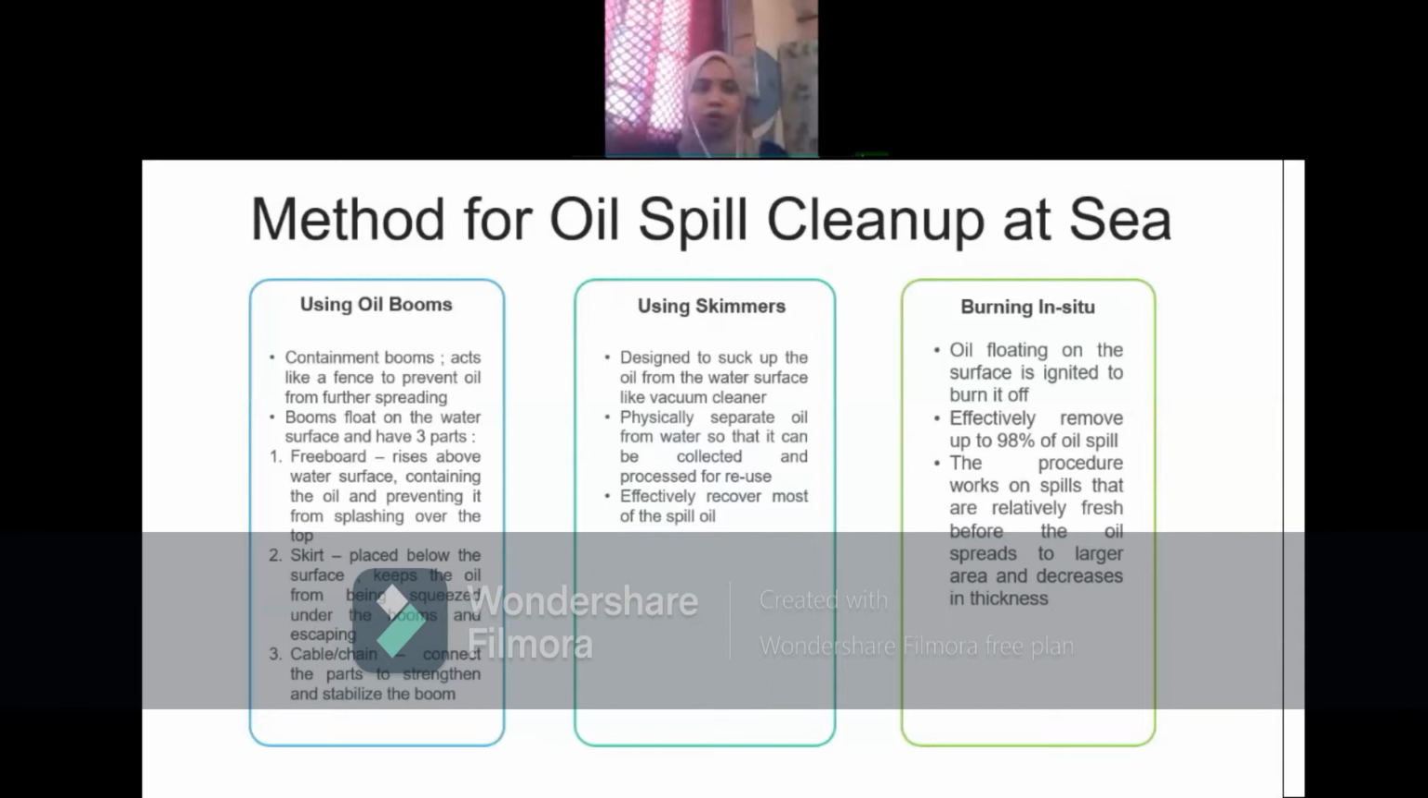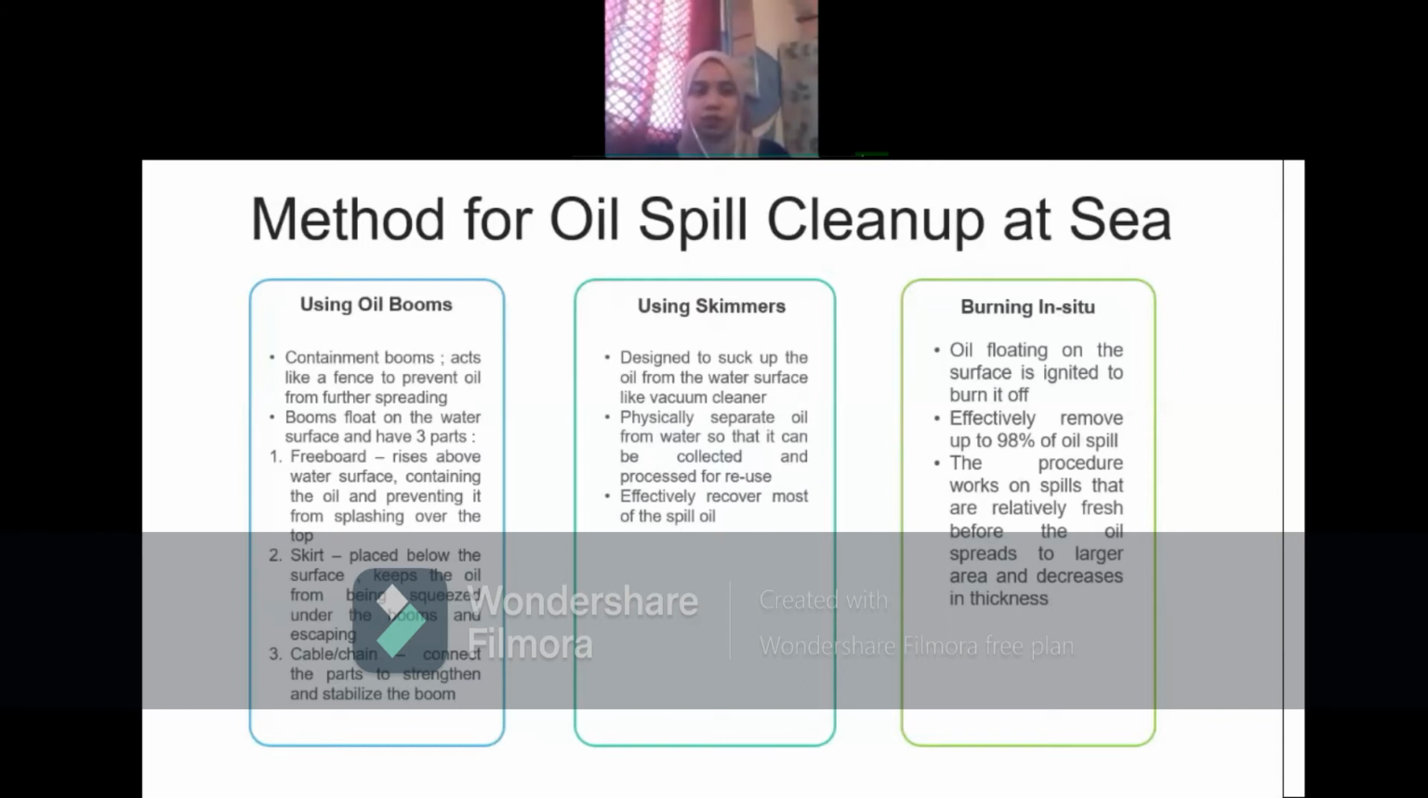So once the oil has been confined by using oil boom, skimmers or oil scoops can be deployed onto boats to remove the contaminant from the water surface. Skimmers are designed to suck up the oil from the water surface like a vacuum cleaner. So they are used to physically separate oil from water so that it can be collected and processed for reuse.